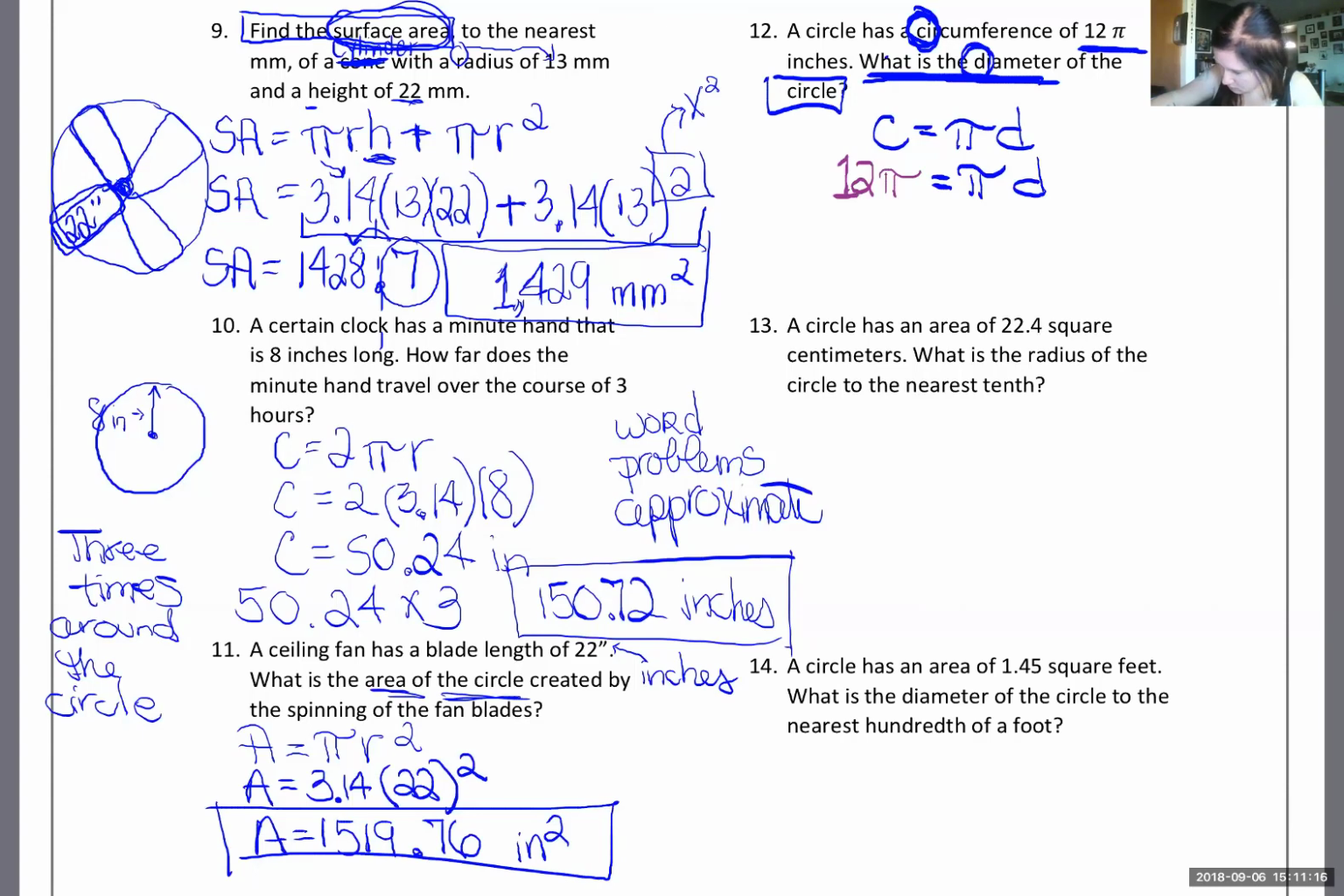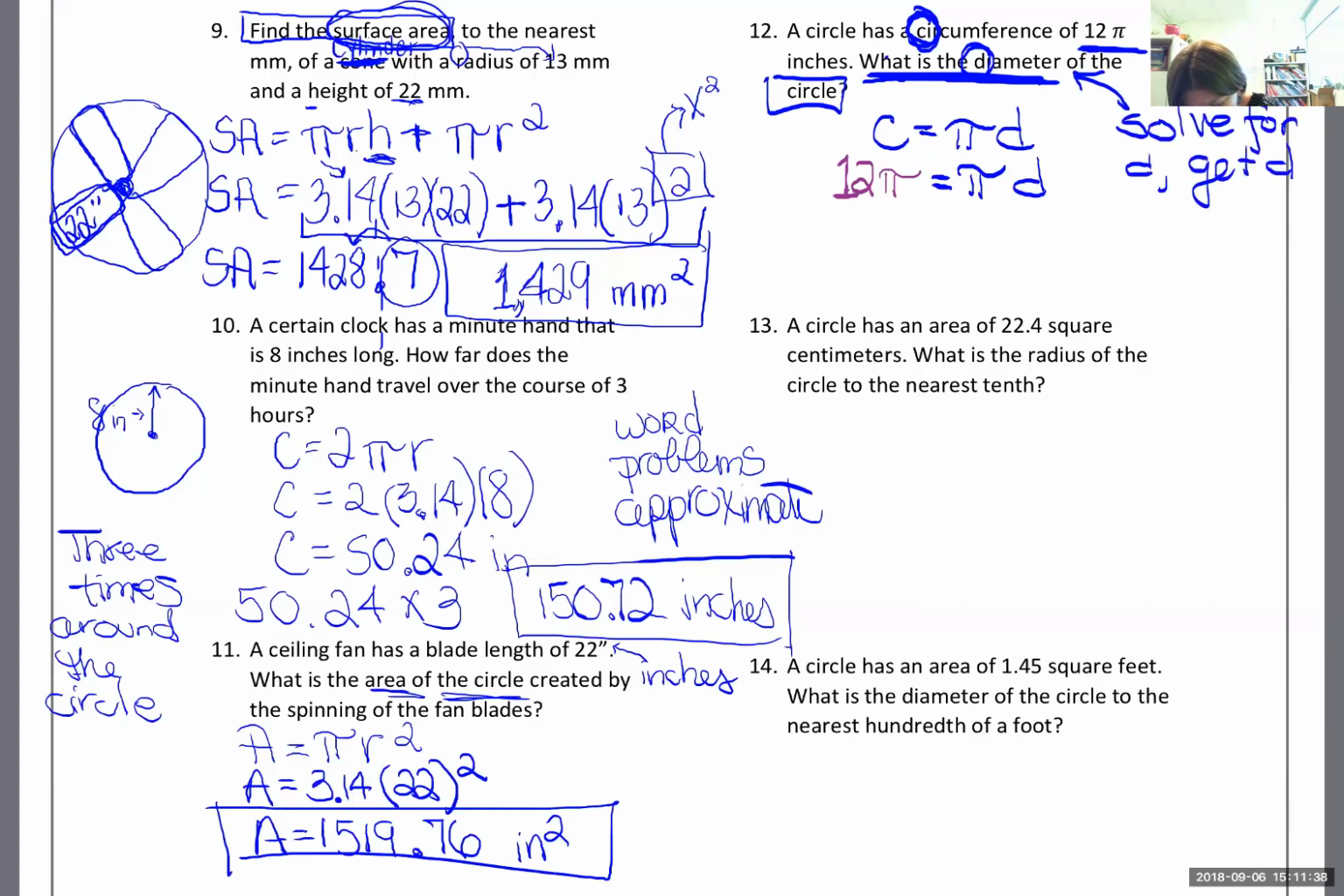Okay. Now, I have been told to solve for diameter. What is the diameter of the circle? We want to find out what D is equal to. That means we need to get D alone. We're solving for D. Get D alone. I just remind you guys, we've gotten into the world of algebra. This is not something we would do with the calculator. This is something we do with our algebraic skills.